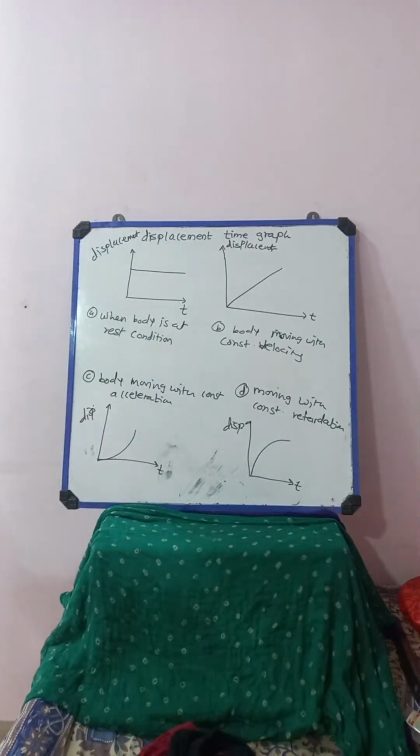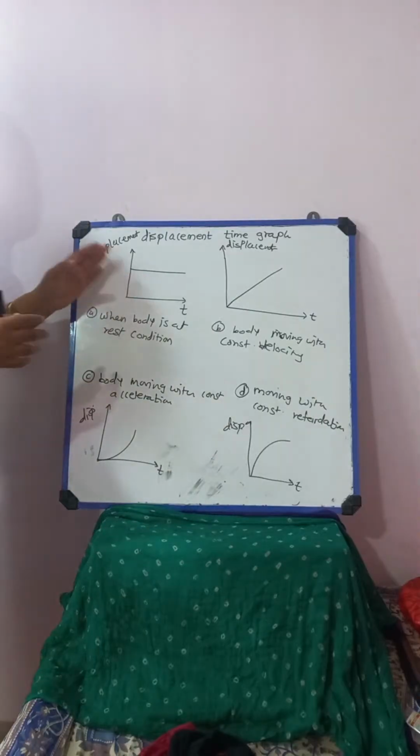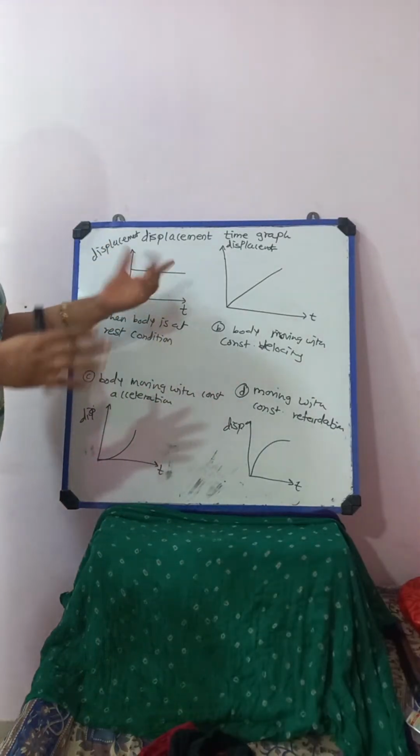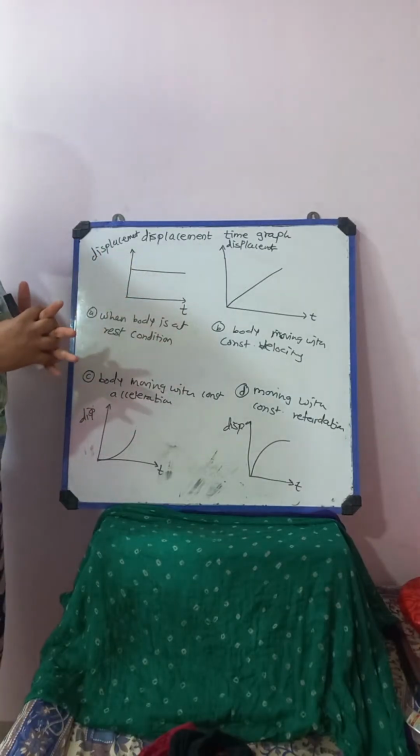So these are the four displacement and time graphs we have in our syllabus. They will ask to identify, or simply they will ask to draw. These graphs are very simple. In the time displacement graph, time is changing but the body is not showing any movement, that means the body is in a rest condition.